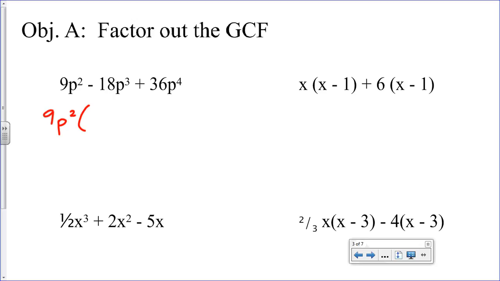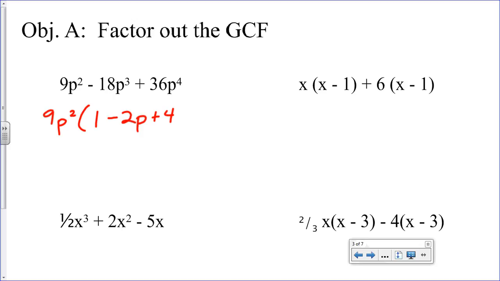Okay, so I'm doing distributive property backwards, meaning what do I have to multiply 9 by to get 9? What about p squared to get p squared? 1. Okay, so I just have to multiply that by 1 to get 9p squared. What do I have to multiply 9 by to get negative 18? Negative 2. What about p squared to get p cubed? P. Okay, what do I multiply 9 by to get 36? 4. What about p squared to get p to the fourth?